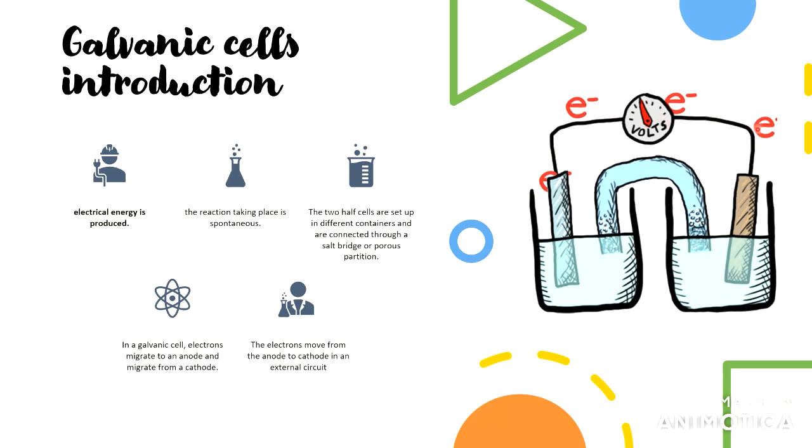As you can see, the e, which stands for electrons, this is a wire which forms the external circuit, and then the electrons move from an anode to a cathode in an external circuit. As explained, this is the external circuit formed by the wire and the electrodes, and that's a voltmeter to measure current.